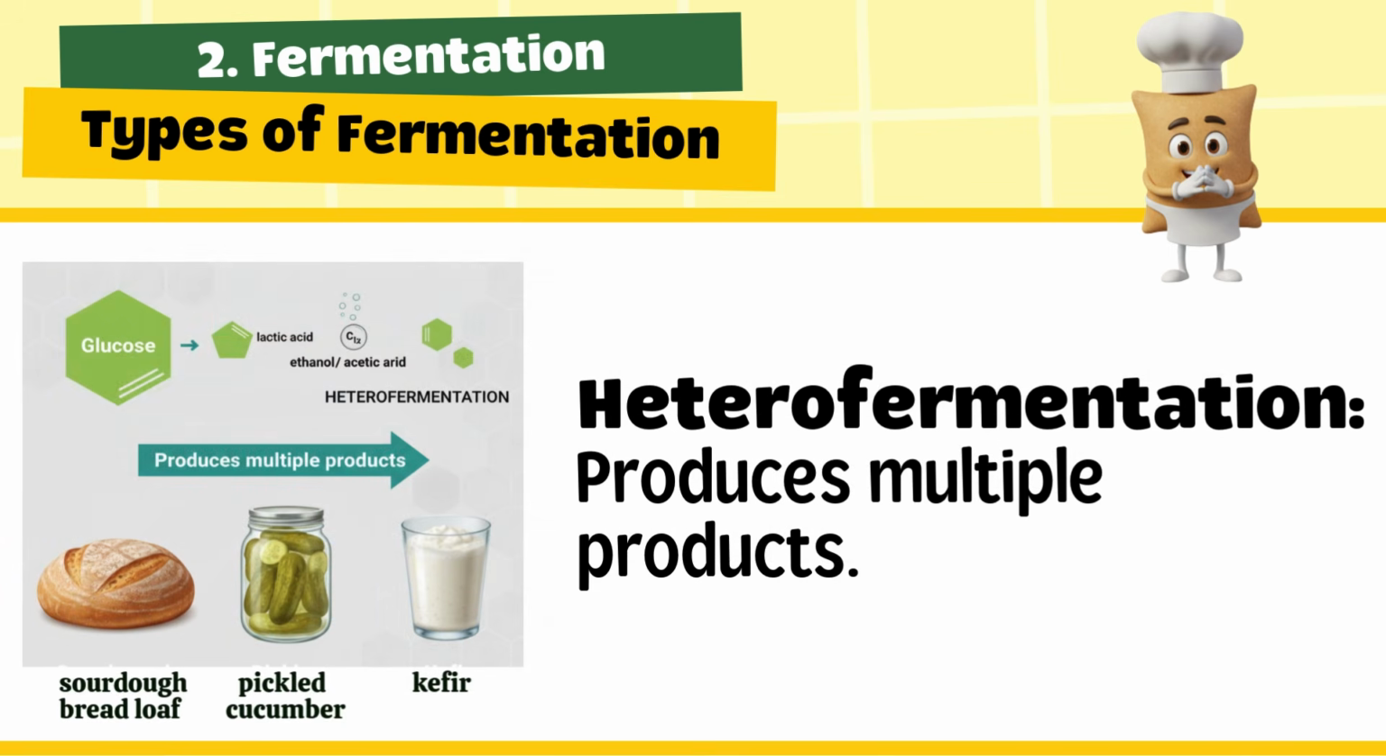Heterofermentation is a type of fermentation where microorganisms produce multiple end products from the same sugar. Process: uses the phosphoketolase pathway instead of glycolysis. Glucose is broken down into lactic acid, ethanol or acetic acid, and carbon dioxide. This leads to a mix of products instead of just one. End products: lactic acid plus carbon dioxide plus ethanol, or acetic acid. Example microorganisms: Lactobacillus brevis, Leuconostoc mesenteroides. Kefir is a fermented milk drink with a sour taste, made using a culture of yeasts and bacteria.